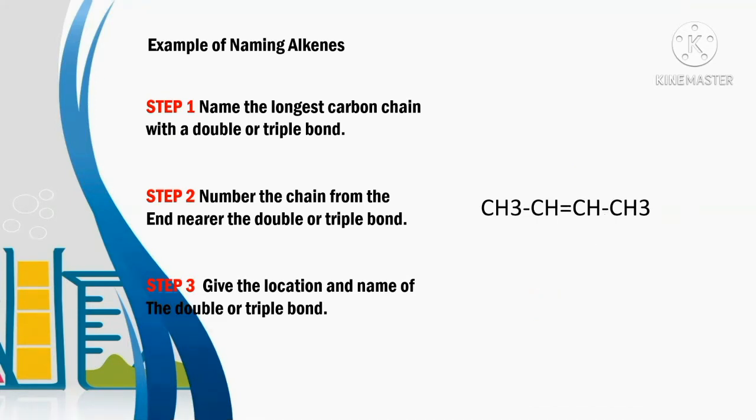Isa pang example. Step 1. Name the longest carbon chain with a double or triple bond. Since we have another 4 carbon atoms with a carbon-to-carbon double bond, therefore the name of this compound is butene. Step 2. Number the chain from the end near the double or triple bond. Step 3. Give the location and name of the double or triple bond. The double bond starts at number 2, so we call it but-2-ene.